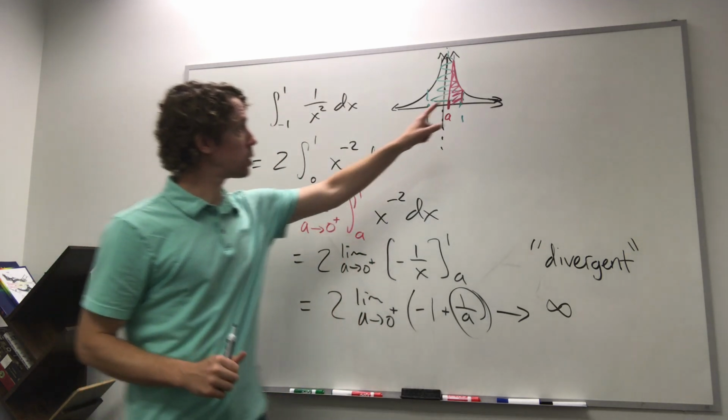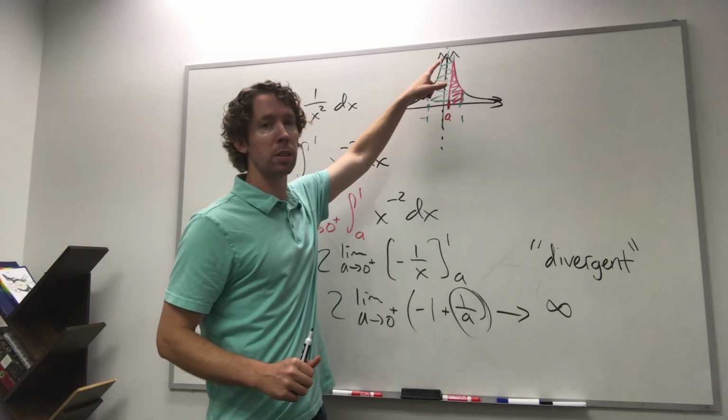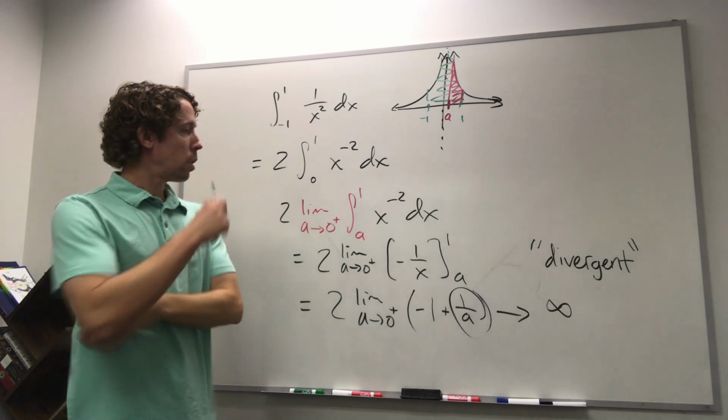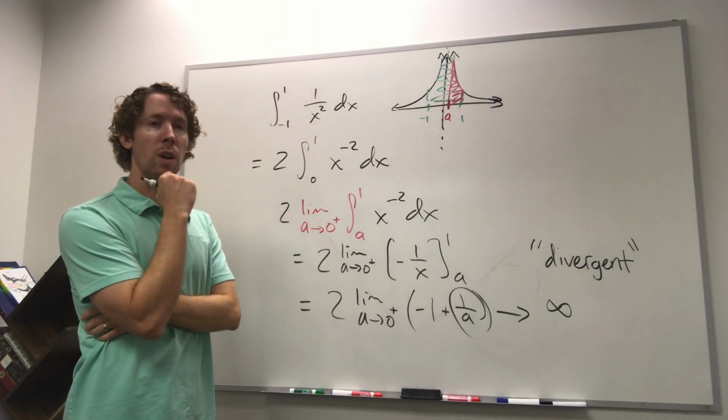Sometimes there are functions that have a vertical asymptote like this, where they actually converge to something finite.